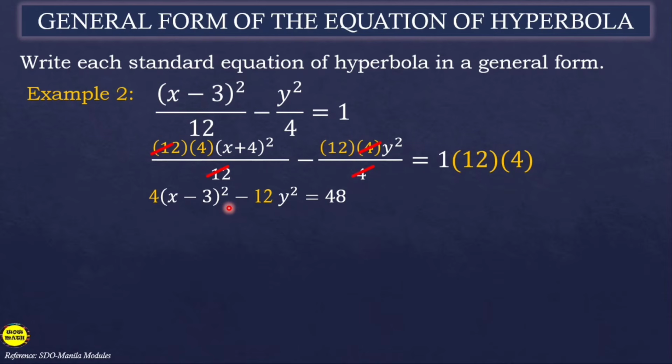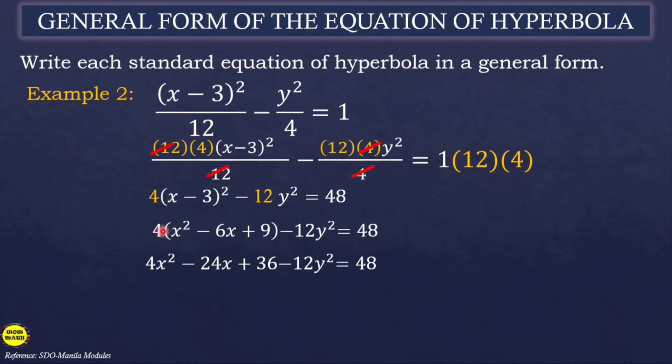And then, expand natin yung, okay, so hindi ko pala napalitan ito. It should be x minus 3 plus, no? X minus 3 dapat. Okay, so pinapalitan na natin. So, expand muna natin yung x minus 3 squared. So, x times x, that is x squared. X times negative 3, that is negative 3x times 2, negative 6x. Negative 3 times negative 3, positive 9. Minus 12y squared is equal to 48.